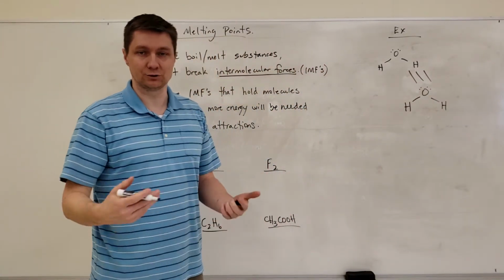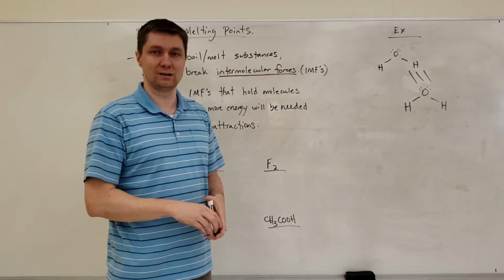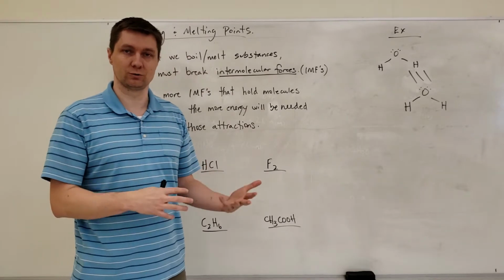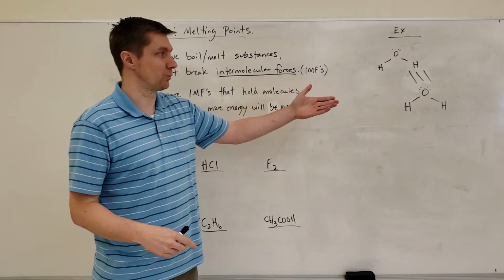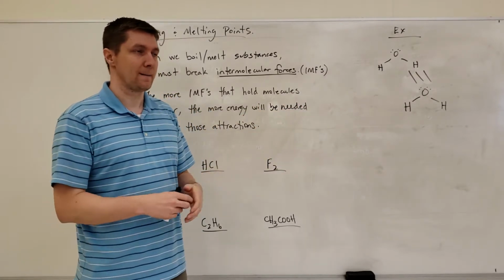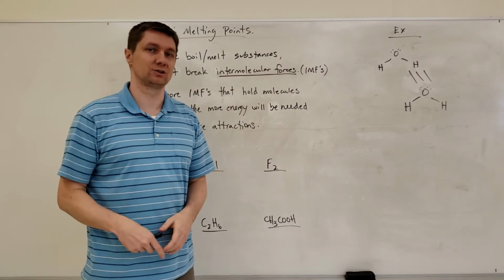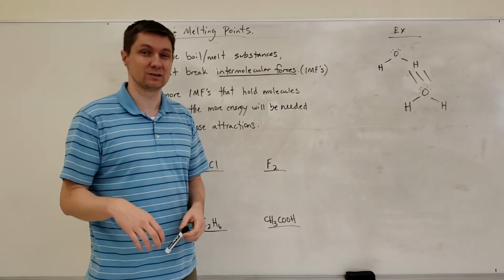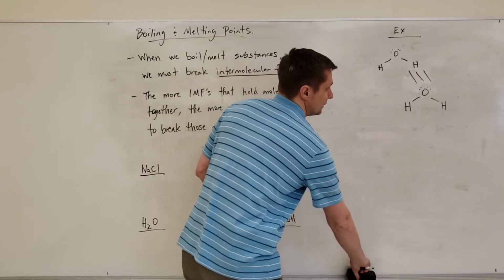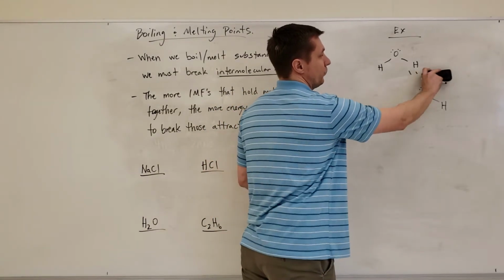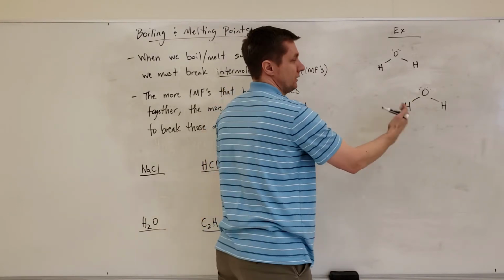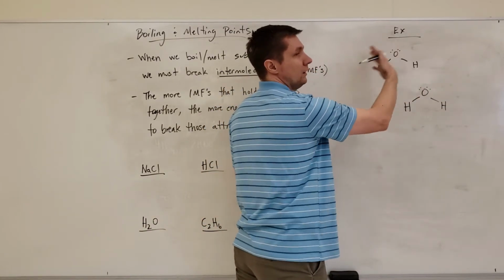Now, they're fairly weak attractions, all of them, but I did give you a ranking in our last video as to which ones are strongest and which ones are weakest. The fact that this has to break all 3 of these bonds in order to boil it is what causes water to have such a high boiling point, even though it's a very small molecule. And so when we boil stuff, we are breaking these interactions so that there is no attraction between this water molecule and this one.